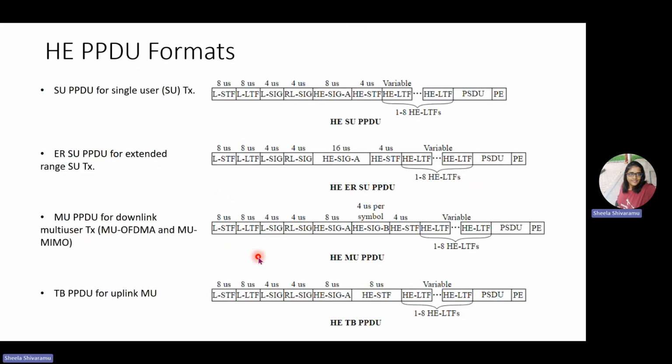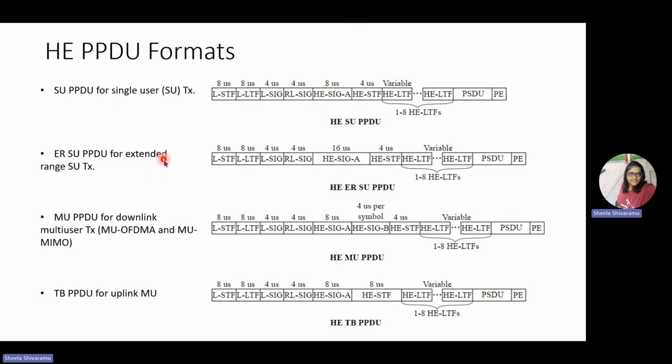So we know IEEE 802.11 is a packet-based protocol. Each PPDU contains preamble and data fields. PPDU is the physical layer protocol data unit. 11ax supports 4 different types of PPDU. The first one, which is mostly used in practice, is the HE single user PPDU. Then HE extended range single user PPDU, HE multi-user PPDU, and HE trigger based PPDU. The HE SU PPDU is used for single user transmission. The extended range SU PPDU is used for extended range, as the name indicates. It is used to get longer coverage.